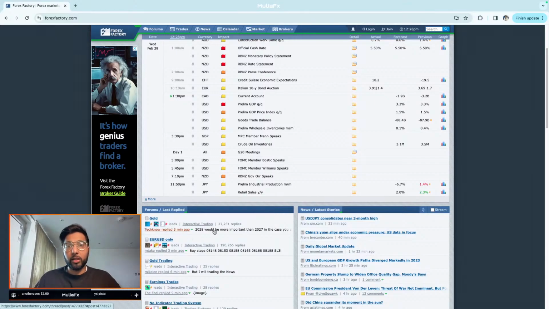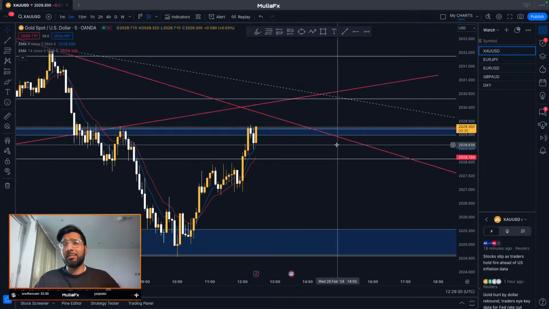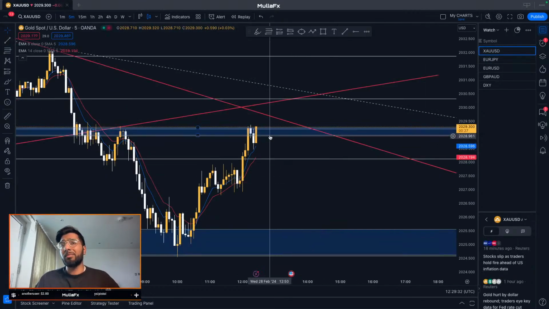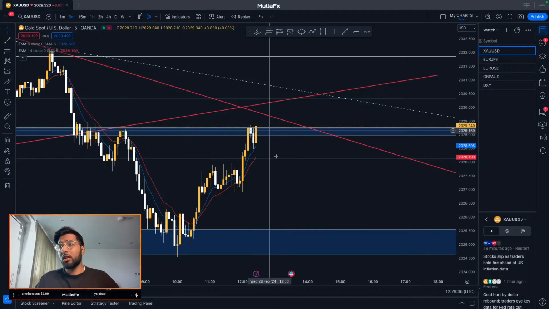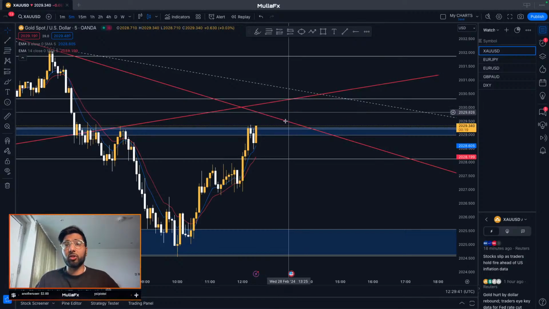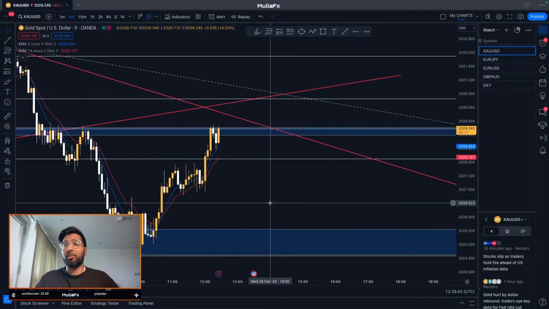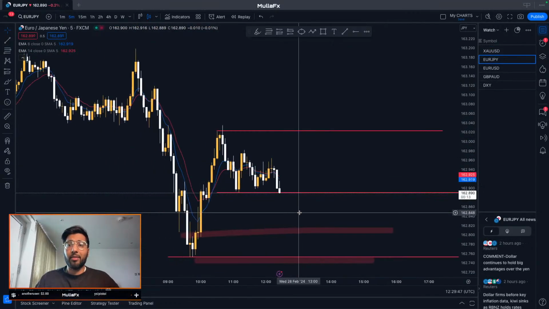If we have a look, we can see people are saying that 2028 would be more important than 2027. For gold, we expected 2028, so we expected that. I do want 2027 to occur, but I think price is just going to continue up first, and then we're going to see a crash in the market when the news occurs. But with Euro JPY, this is where I'm more interested.